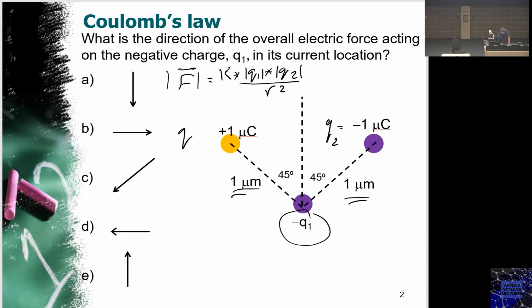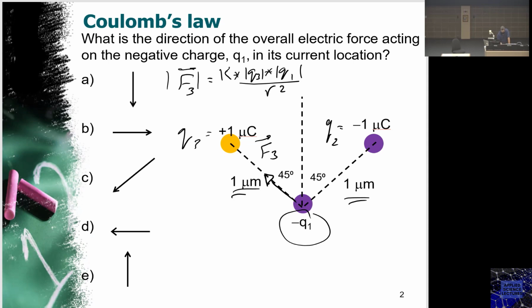2, and the 3. So in this case, this one would be Q3. And this one would be Q1. For F3, since they are opposite, the force would be attractive. So this one is F3.